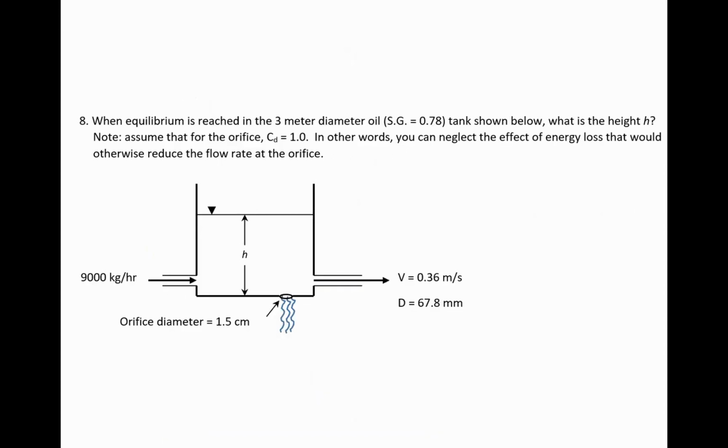I wanted to take one quick look at one of the homework problems that you have on the next assignment that's due on Tuesday. This is problem number 8. I just wanted to make sure that we're all on the same page with what this word equilibrium means. It says when equilibrium is reached in the 3-meter diameter oil tank, and this is a circular tank, and the 3 meters it's talking about is, if you were going to do a top view of the circular tank, the diameter is 3. So it says when equilibrium is reached, what is the height h?